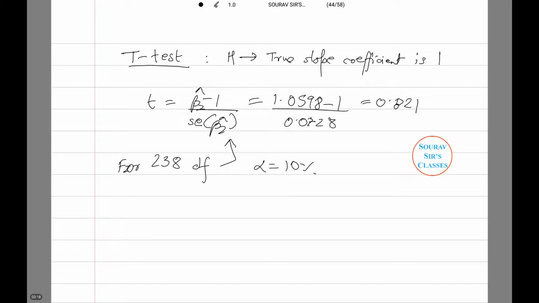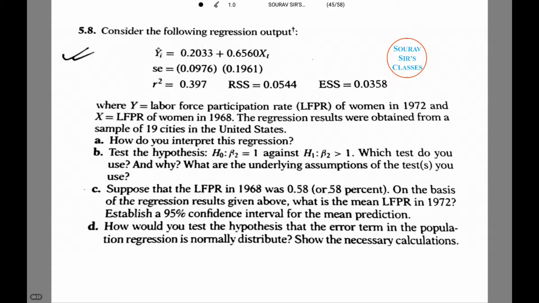Let's see another important question. To read the question, we are given certain values of ESS, RSS, R square, Y I, SE, and the meanings of each of the terms are also given. Now the first one asks, how do we interpret this regression?